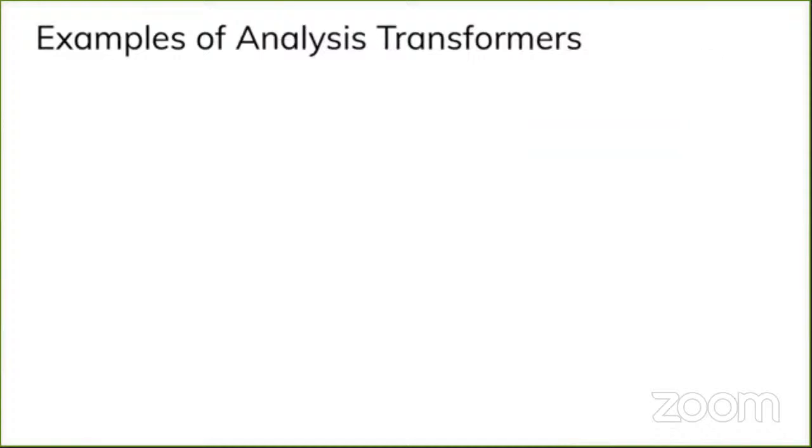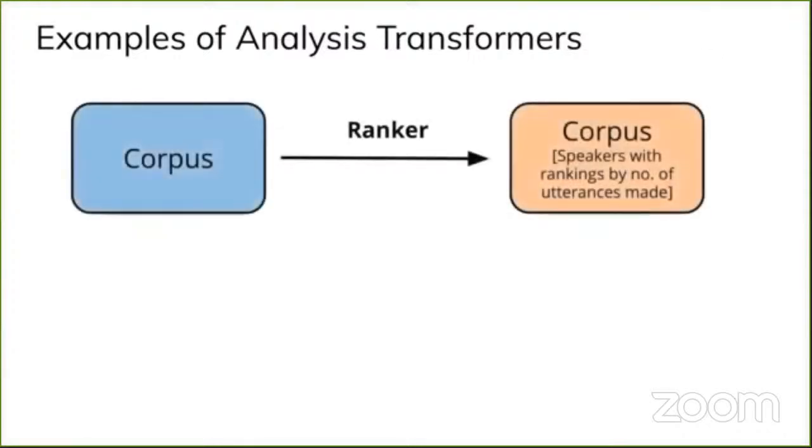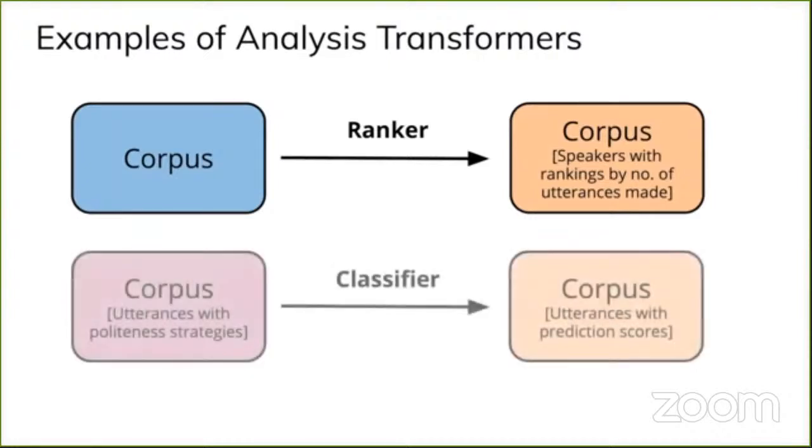Finally, for analysis, you can use something simple like ranker, which lets you rank some of your corpus components according to some arbitrarily defined metric. For example, you might rank your speakers by the number of utterances that they've made. A more complicated example would be classifier, which lets you train any scikit-learn predictive model using the predictive features of one of your corpus components, such as the politeness strategies of your utterances.